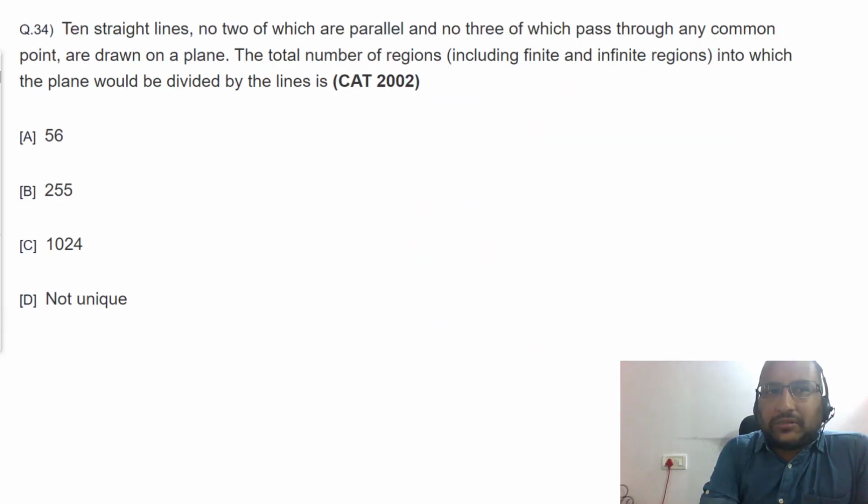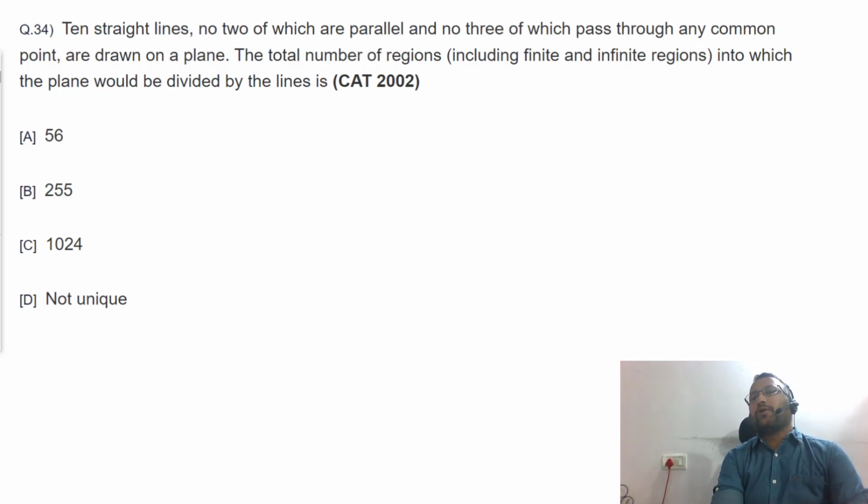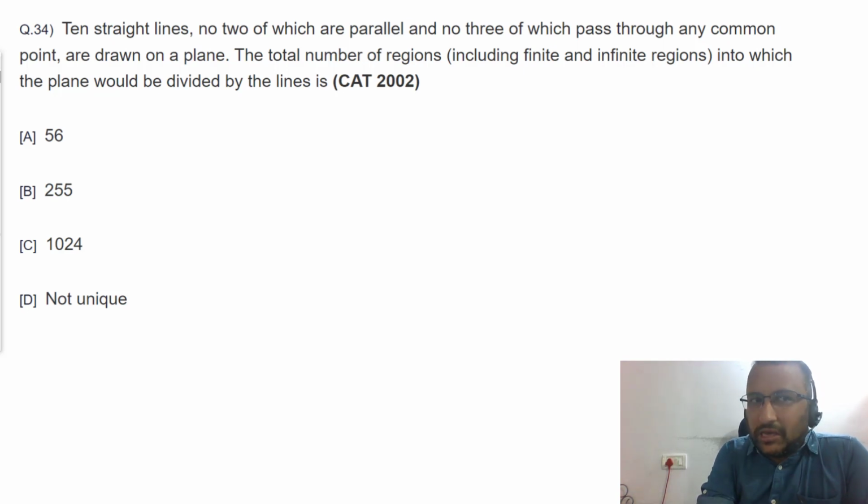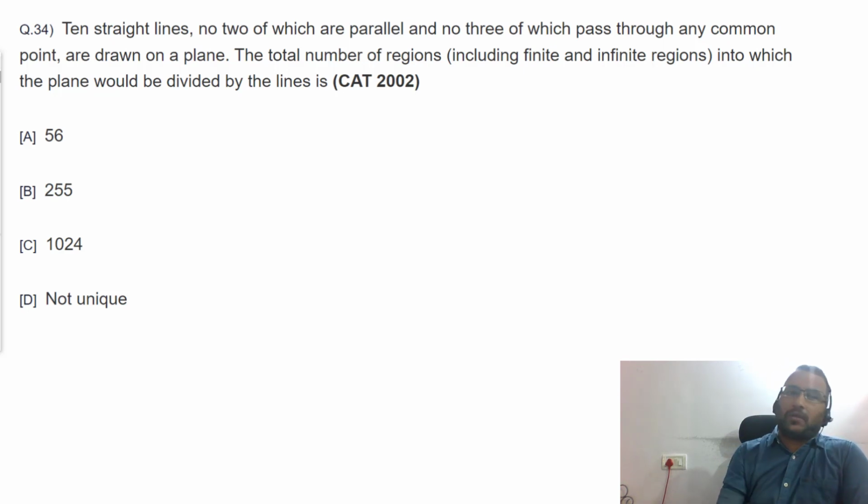The next is a question from CAT 2002. 10 straight lines, no 2 of which are parallel and no 3 of which pass through any common point, are drawn on a plane. The total number of regions, including finite and infinite regions, into which the plane would be divided by the lines is how much?